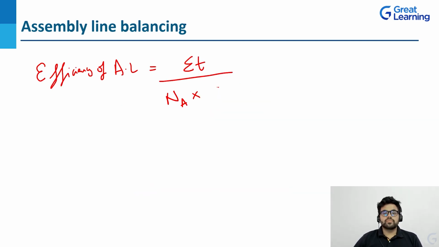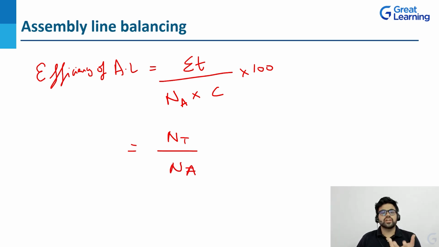Into the cycle time and into 100. So, in a more literal sense, this is the theoretical minimum number of stations divided by the actual number of stations that you will calculate. That is not theoretical, so you would have to gather data for it, right? Into 100. That would give you the efficiency of that assembly line, right? This is how you calculate the assembly line balancing. These are the variables that are required to be known when you are learning about assembly line balancing.